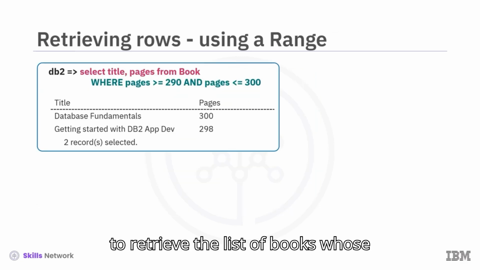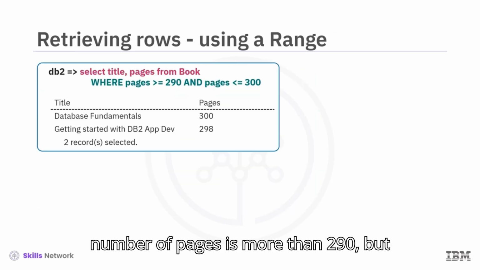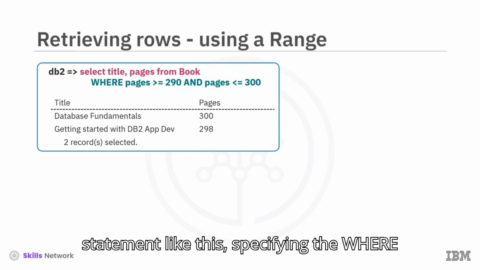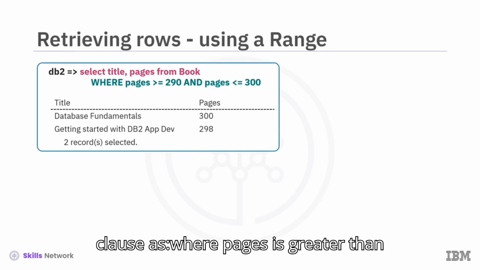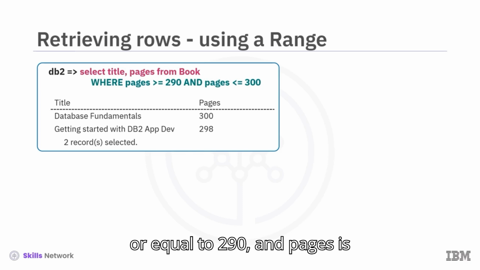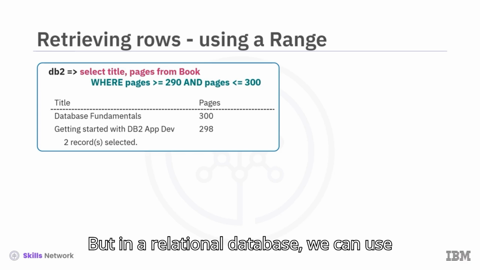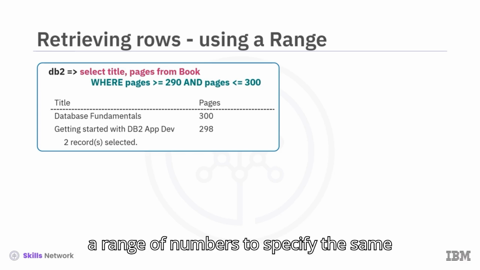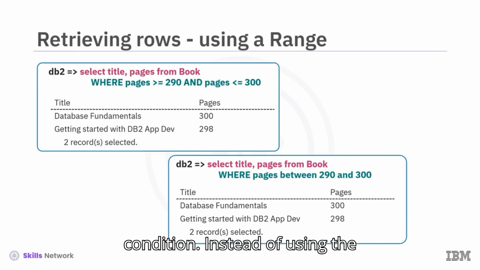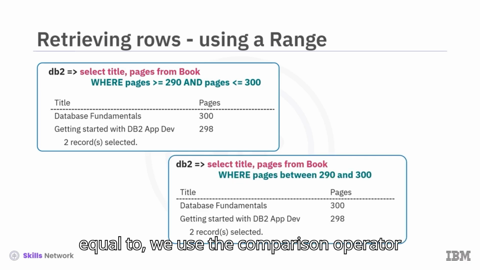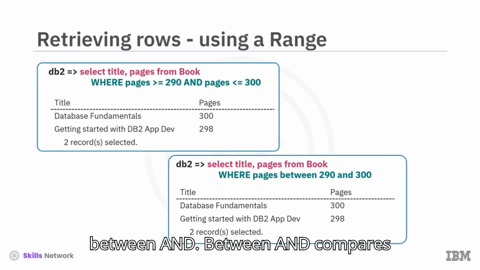What if we wanted to retrieve the list of books whose number of pages is more than 290 but less than 300? We could write the select statement like this, specifying the where clause as where pages is greater than or equal to 290 and pages is less than or equal to 300. But in a relational database, we can use a range of numbers to specify the same condition. Instead of using the comparison operators greater than or equal to, we use the comparison operator between and.